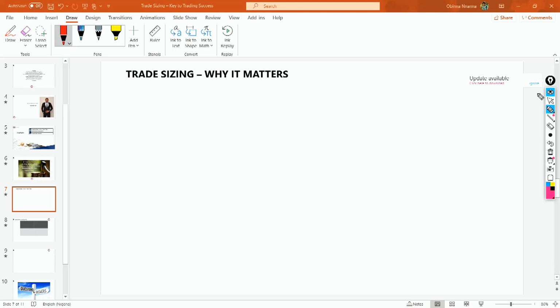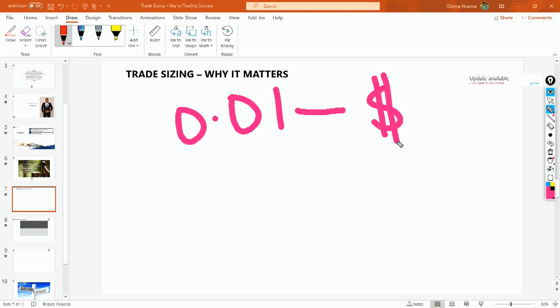Now, my advice would be, if you have an account size that is anything less than, I'd say, $300, you should not even trade anything bigger than a 0.01. Right? A 0.01 is equivalent to 10 cents per pip, right?